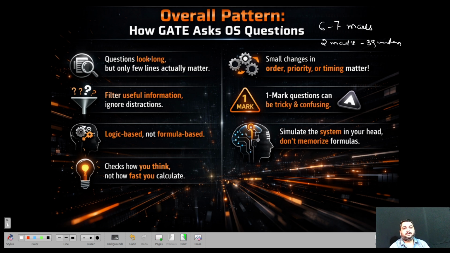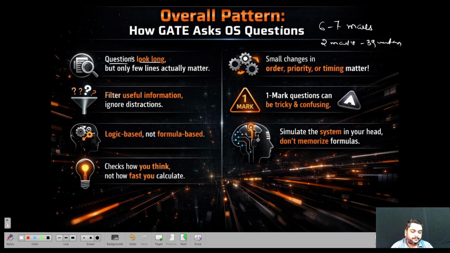Similar to your computer organization, the OS pattern this time will also follow similar to your COA. The questions usually look long. You cannot expect a simple process scheduling table given and then be asked to find the waiting time and all those things. You may have to form your own table. The question may look big. I'm not saying the questions will be difficult. The questions may look big.